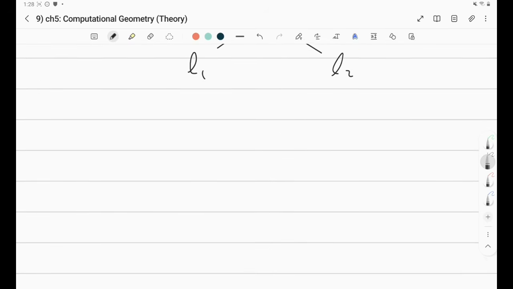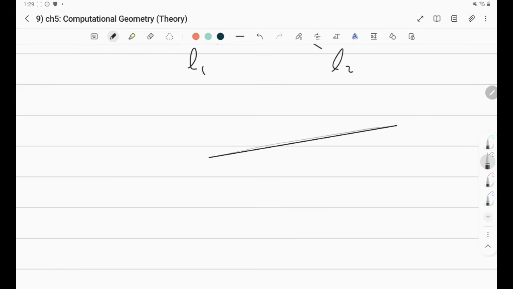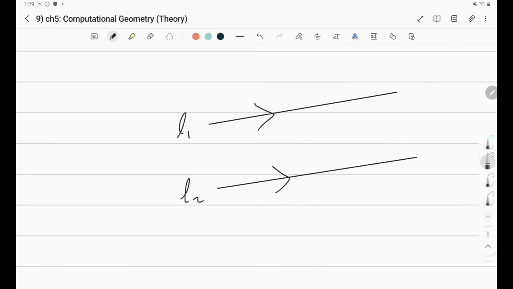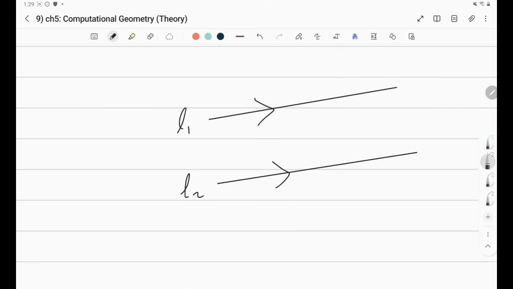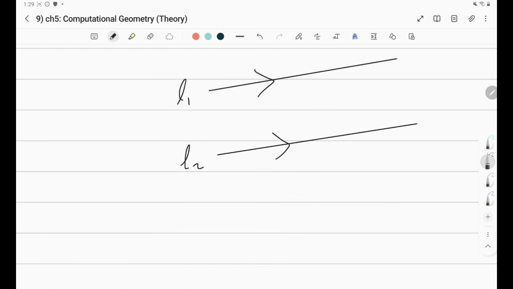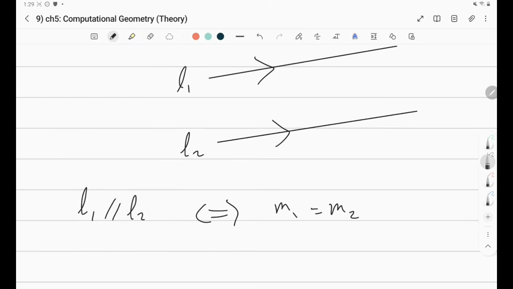What else do we know? We also know parallelity, right? If you have two parallel lines, L1, L2, they're parallel. Then of course, two lines being parallel means their slope is the same, right? So saying L1 is parallel to L2 is equivalent to saying m1 equals m2. So it's very easy to check if two lines are parallel in a question.